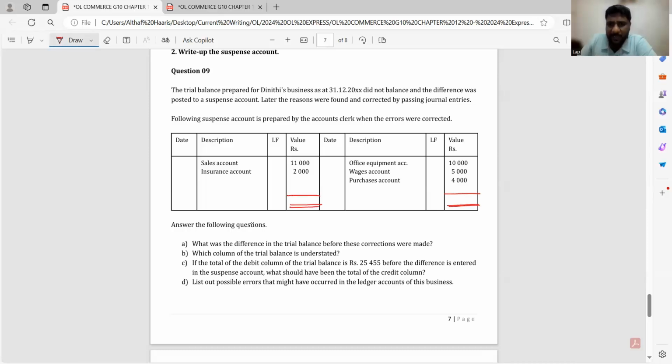So which side is bigger? This side is bigger, 19,000. So what is the remaining value? What is the remaining value which is coming to the debit side? Tell me.